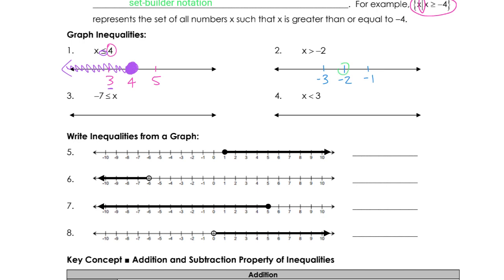We would have an open circle at -2. It's going to be open in this case because it's just greater than. There is no or equal to, so -2 is not included. If I plug -2 in and say -2 is greater than -2, that would not be a true statement.